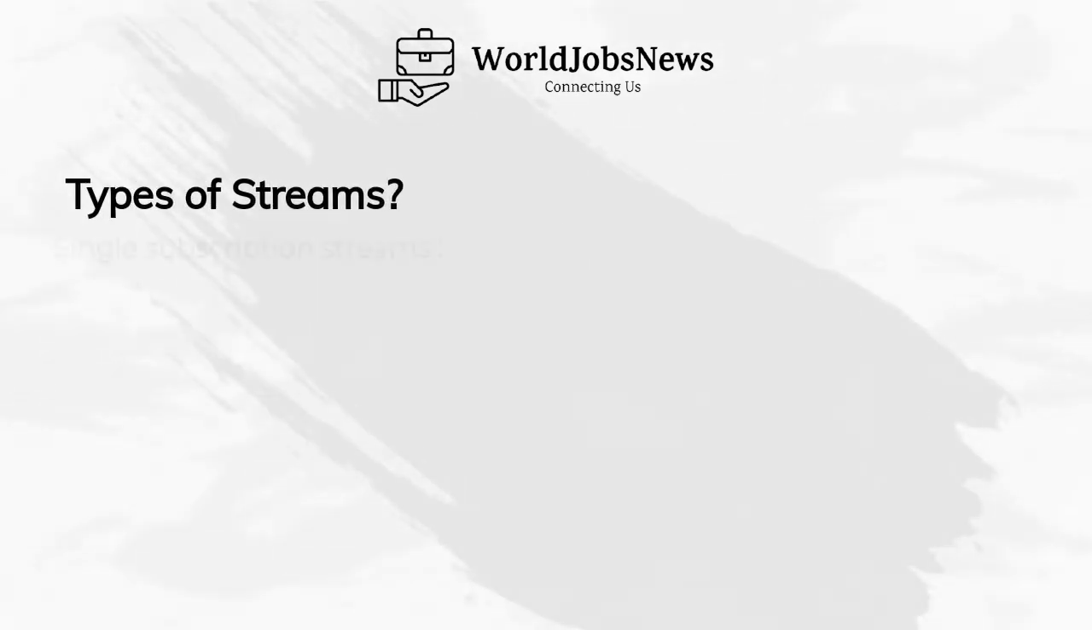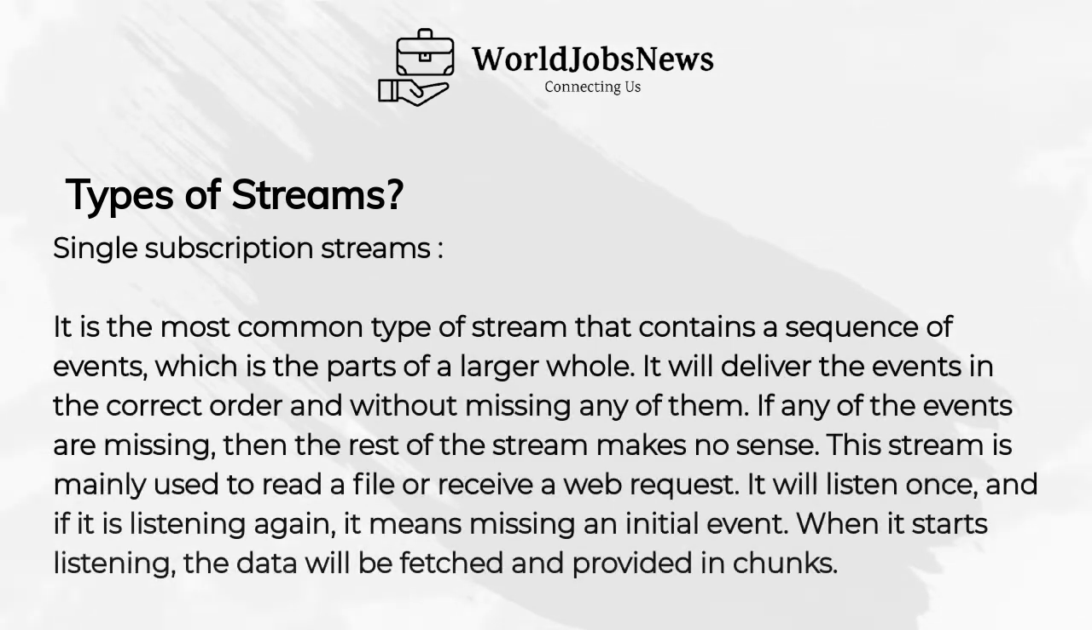Single subscription streams. It is the most common type of stream that contains a sequence of events, which are the parts of a larger whole. It will deliver the events in the correct order and without missing any of them. If any of the events are missing, then the rest of the stream makes no sense. This stream is mainly used to read a file or receive a web request. It will listen once, and if it is listening again, it means missing an initial event.